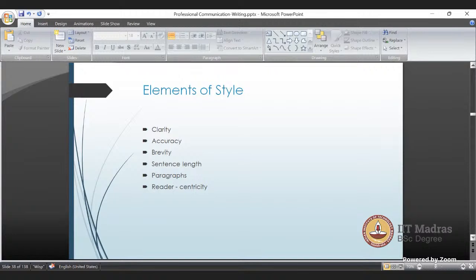Your audience should be defined, right? And your area of writing should be defined. These three things need to be completely identified and defined in order to have good clarity. Of course, the rest of the things are also tied to clarity: accuracy, sentence length, brevity, and paragraphs, all of them contribute to clarity.